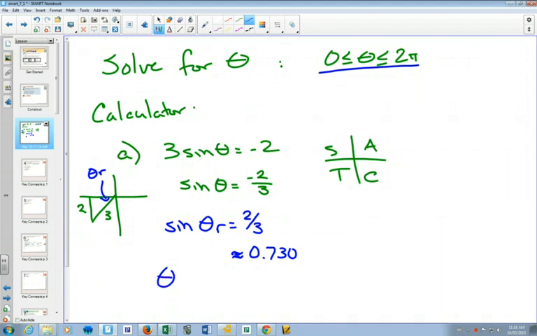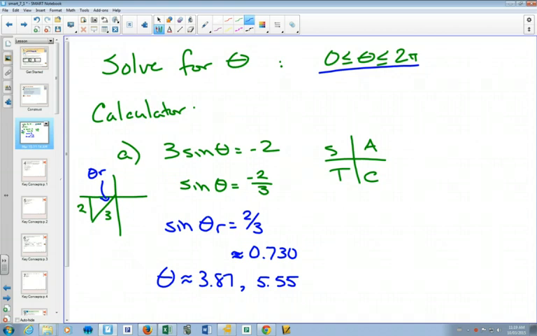I would have to go to quadrant 3, which will be pi plus my reference angle. The answer in quadrant 3 would be 3.87 approximately. And if I want to find the one in quadrant 4, I'll go 2 pi minus my reference angle. And I'll get 5.55. So there's our first one, solving for theta with a calculator.